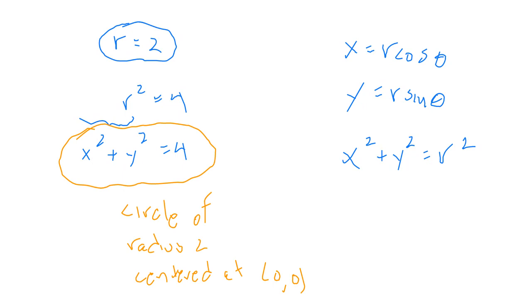Okay, so you grew up with this. x squared plus y squared equals 4. Hey, that's an equation of a circle of radius 2 centered at the origin. But now, in terms of thinking about polar coordinates, a circle of radius 2 centered at the origin would have the equation r equals 2. So we have to start thinking now in terms of these polar coordinates.